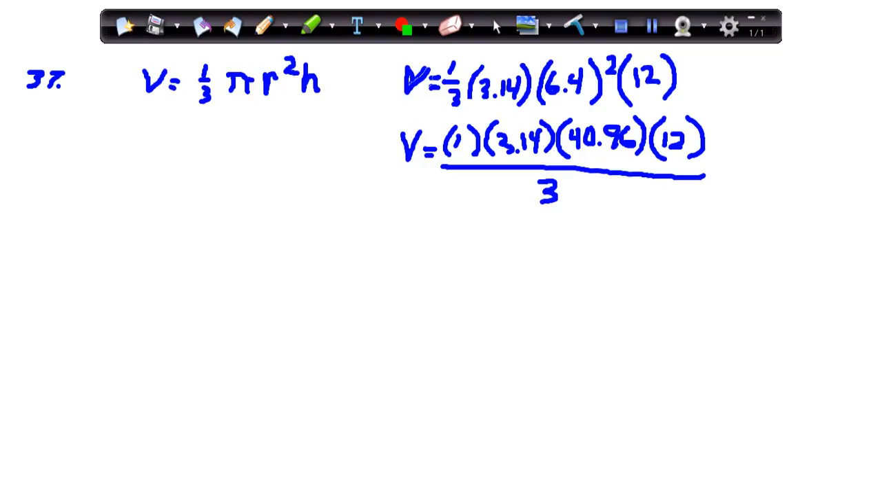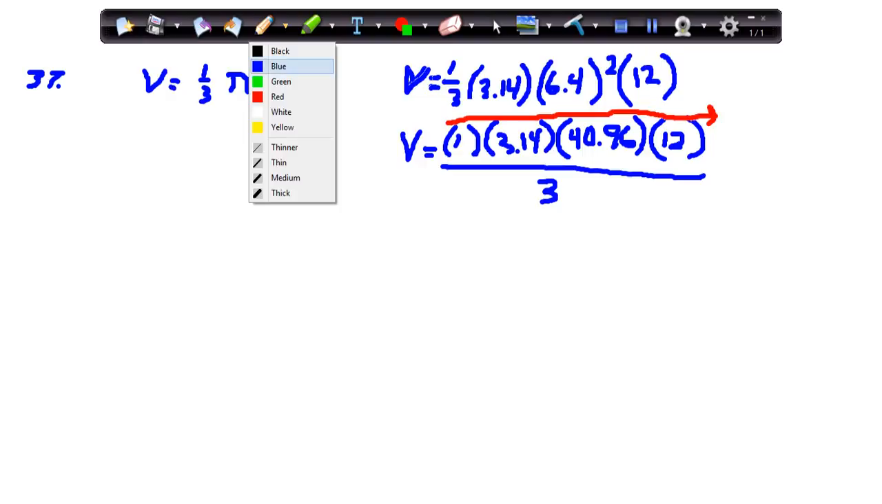So now we can just carry out the multiplication straight across. See here? Just multiply everything, because it doesn't matter what position it's in when you're multiplying. It's like saying 1 times 2 and 2 times 1. Same thing. Okay? So when you multiply 1 times 3.14, and then that times 40.96, and then that times 12.